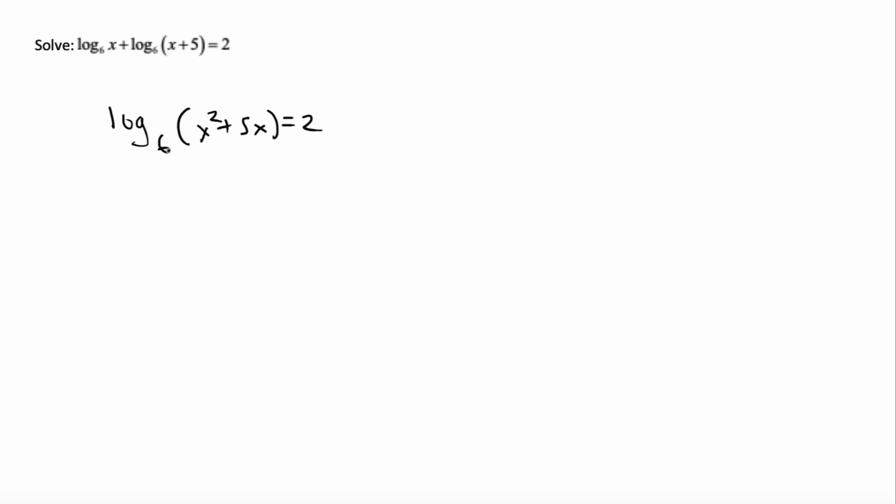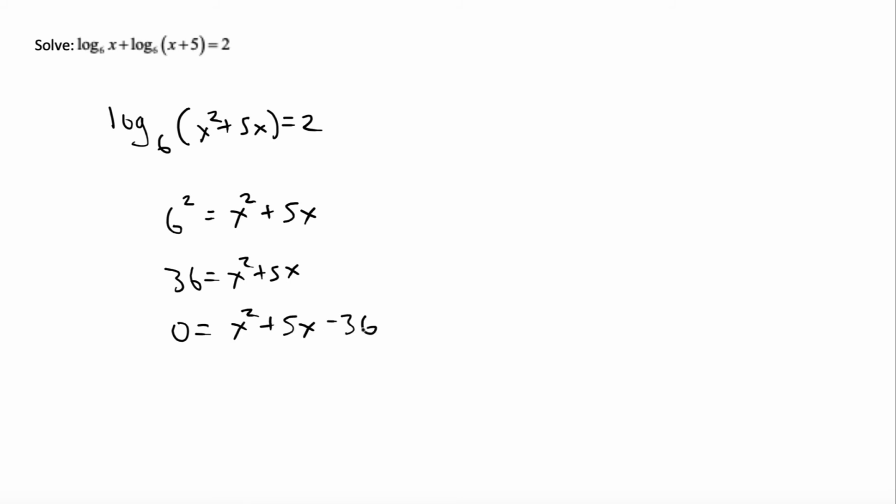Right? So now, because we have this one log expression, now we can convert this to exponential form. What is the corresponding exponential form here? Right, so we have 6 to the second power is equal to x squared plus 5x. And now we have, in this case, a quadratic equation that we should be able to solve, right? 6 squared is 36. So let's subtract that 36 over, so we get 0 on one side. And notice what we get here, right? 0 is equal to x squared plus 5x minus 36.